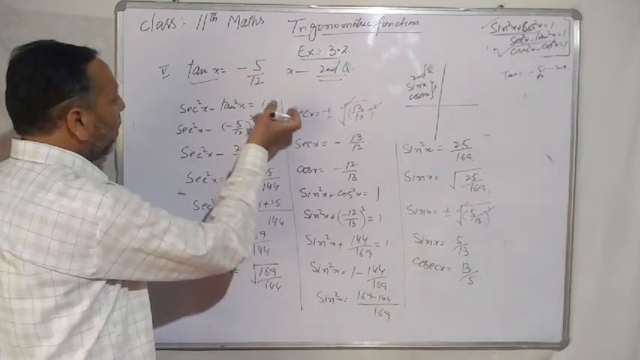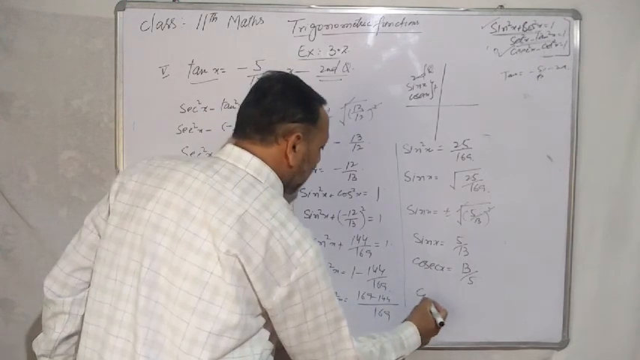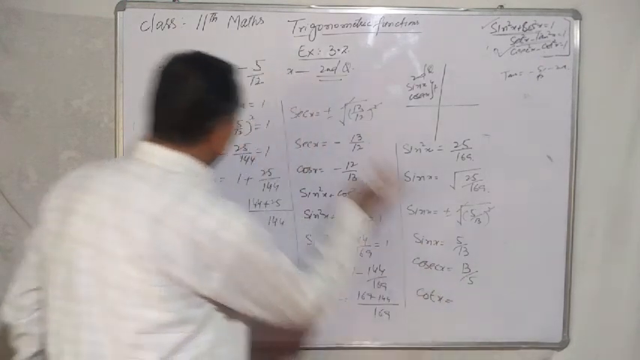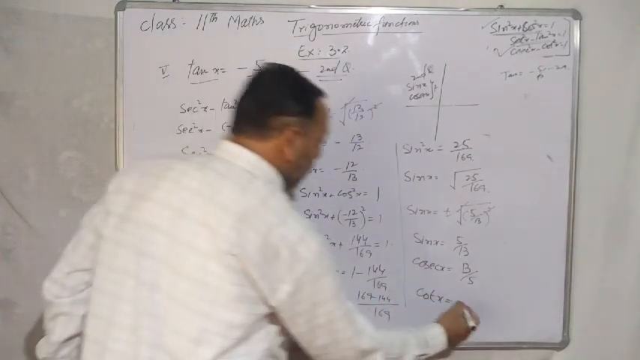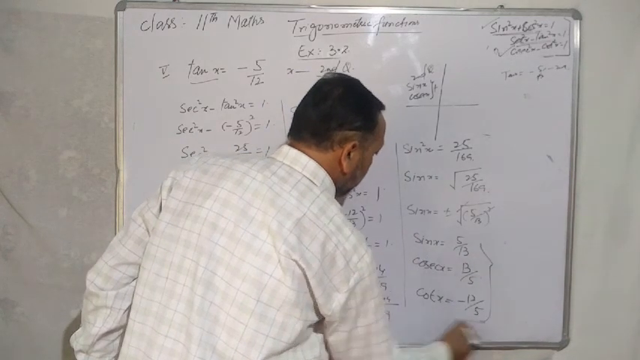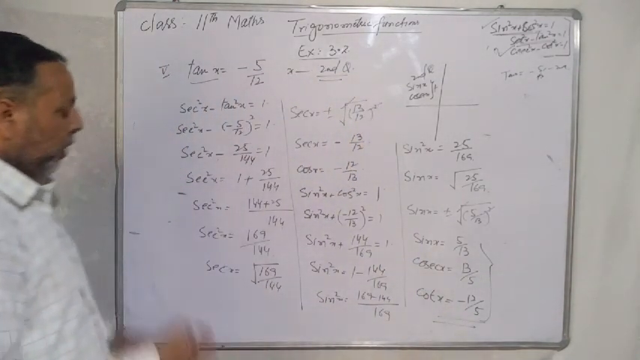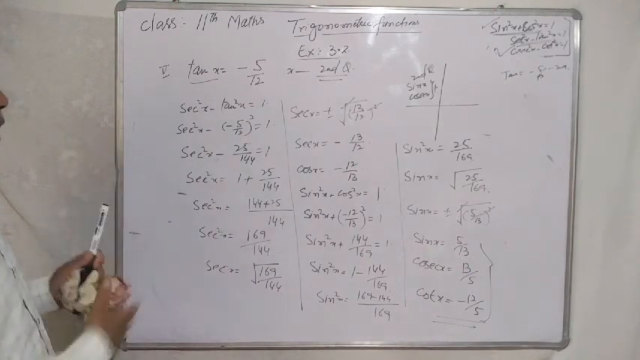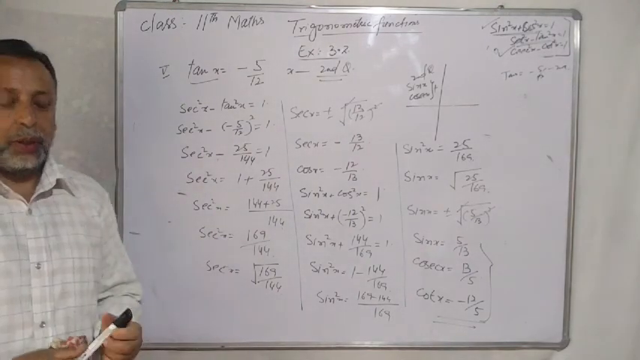So tan we know, we can find cot. Now cot x is the inverse of tan x, it is minus 12 by 5. These are the 5 trigonometric ratios. You note it down. Let's move to the next question.